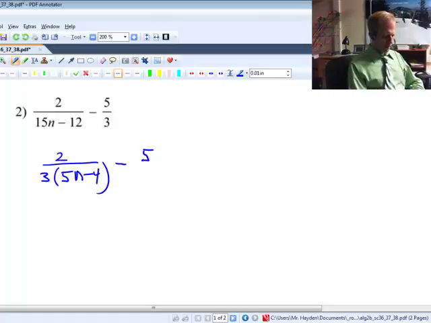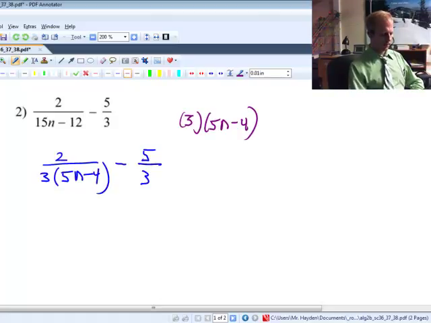Alright, the second term is 5/3. Obviously I can't simplify that. And it looks like I couldn't simplify the first fraction either, so now I'm ready to find the least common denominator of the two fractions. The least common denominator is going to have one of every factor, so it's going to have a 3, and it's also going to have a 5n minus 4.